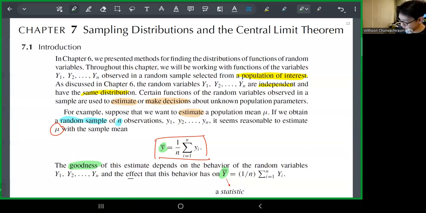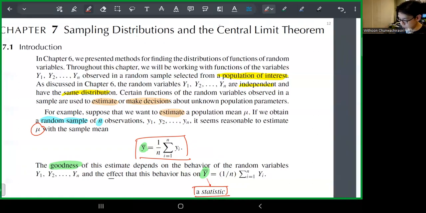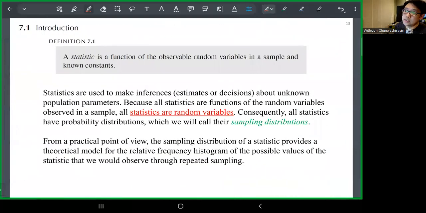The point we want to make here is that we call this a statistic, something you want to use to infer back to the population. In conclusion, the definition of a statistic is a function of observable random variables in a sample and known constants. Statistics are used to make inferences, either estimates or decisions about unknown population parameters. Because all statistics are functions of random variables observed in a sample, the statistics themselves are random variables.